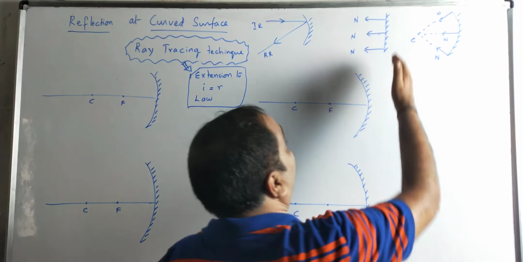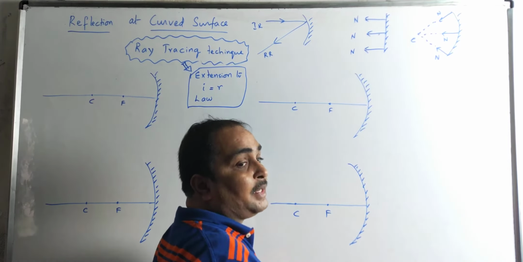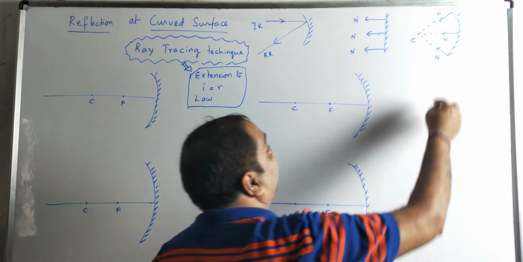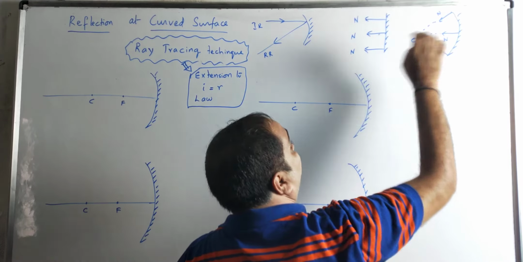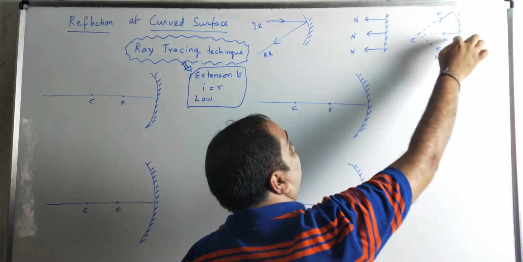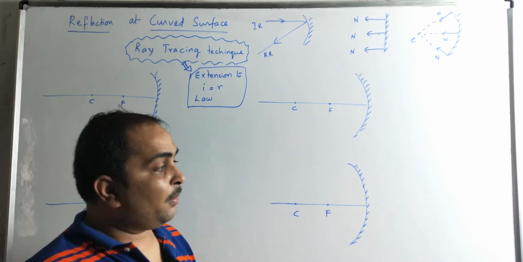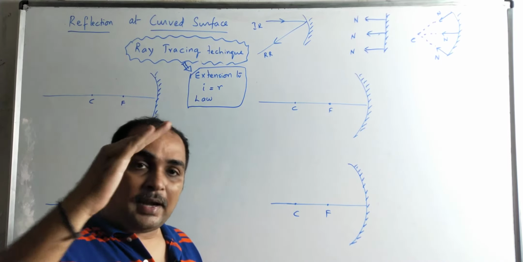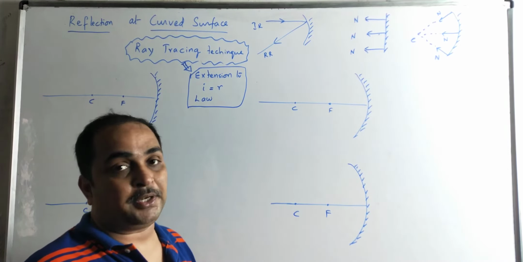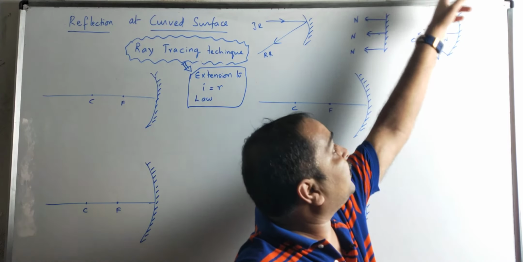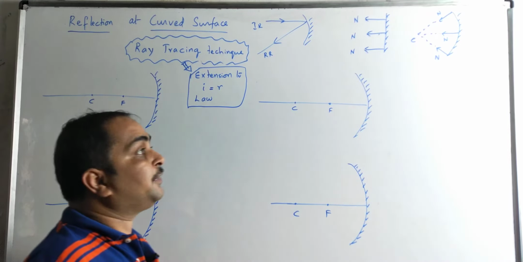If you take flat mirror, normals will be perpendicular to the mirror like this. Basically normally we define it like that. But here, if you take a curved mirror, these normals will be definitely perpendicular to the mirror, but they will not be parallel. And wherever these extended normals meet, that point will be called as center of curvature. Remember, in a circle, the radius will be perpendicular to the tangent. So here, if you draw a tangent, that is the plane of the mirror. From there, if you draw a normal, these normals meet at center of curvature.